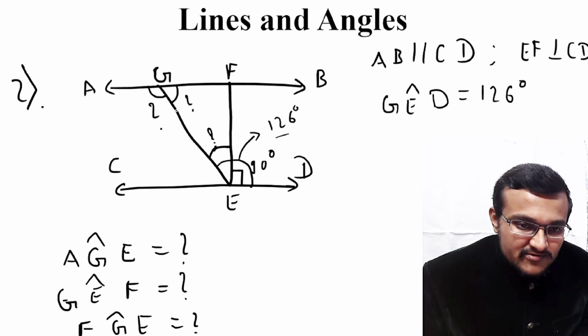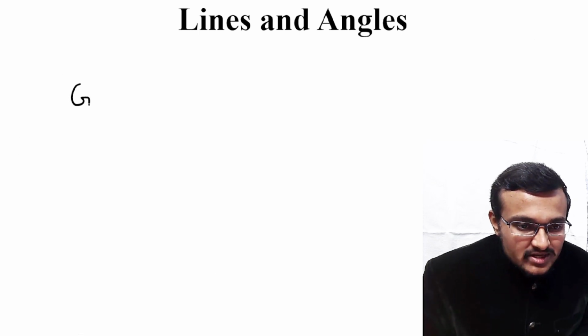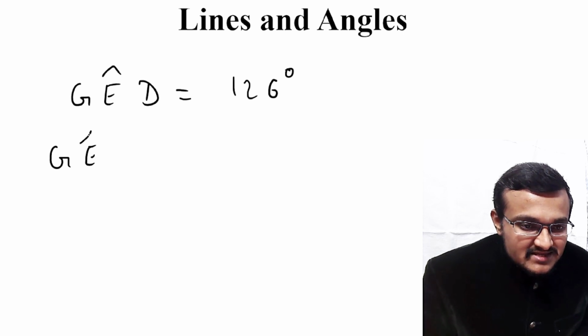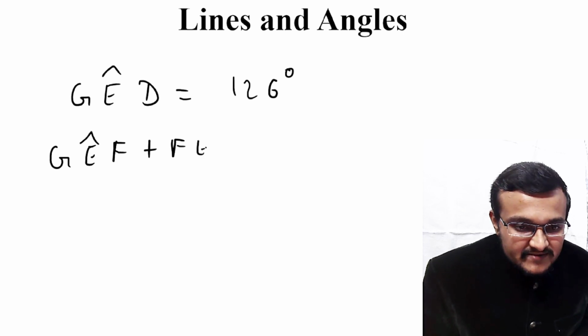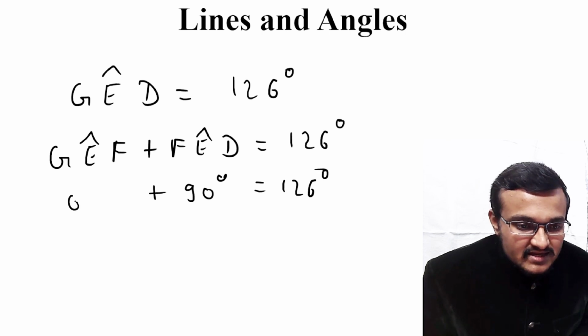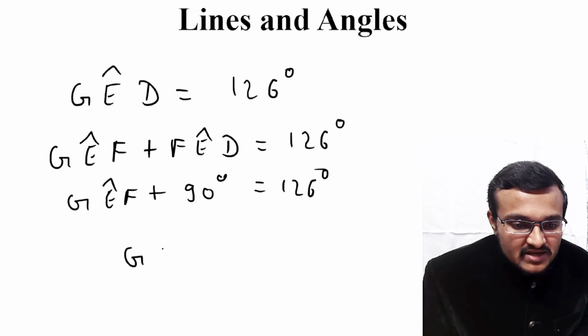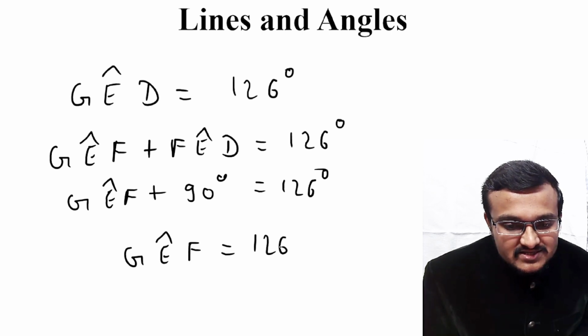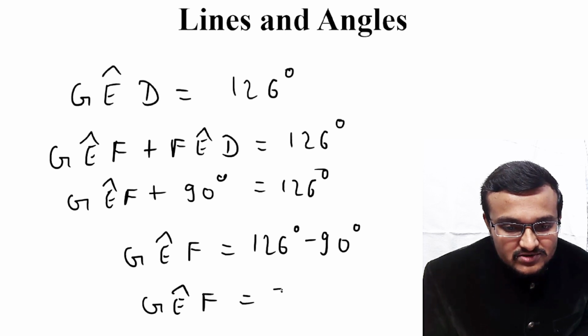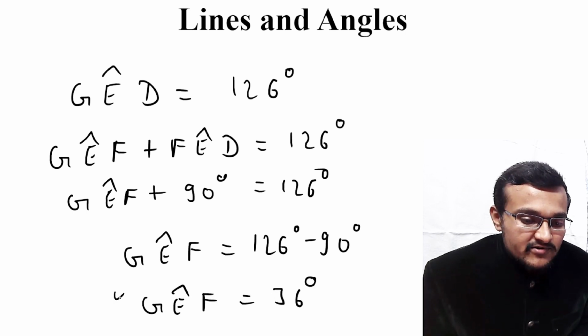So here, in order to find out GEF, that is this particular second angle, you can see the total angle GED they have given, that is 126 degrees. You can split this into GEF plus FED. So GEF plus FED is 126 degrees, and FED is 90 degrees. So now you can find out GEF. GEF is equal to 126 degrees minus 90 degrees. So that is GEF is equal to 36 degrees. Now we have found out GEF.